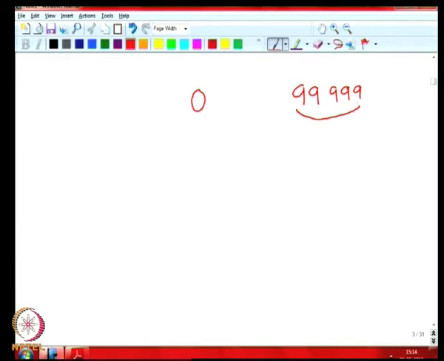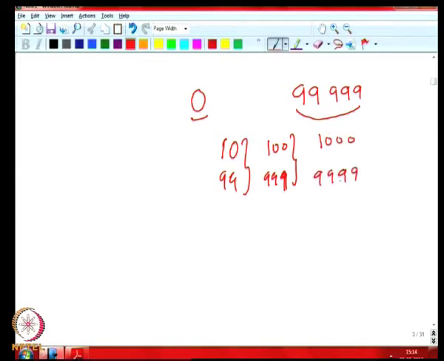Of course, one may worry that first we have 1 digit numbers, then 2 digit numbers, right. 10 to 99 are 2 digit numbers, then from 100 to 999 they are all 3 digit numbers, then we have 1000 to 9999, the 4 digit numbers, and so on. But we do not have to worry about all those things.